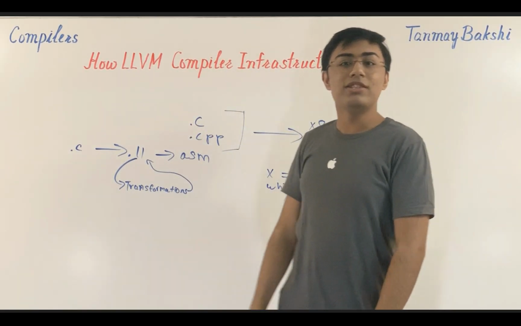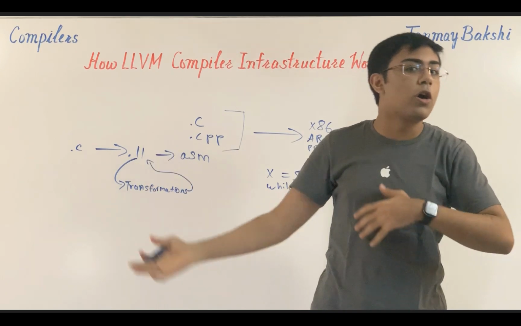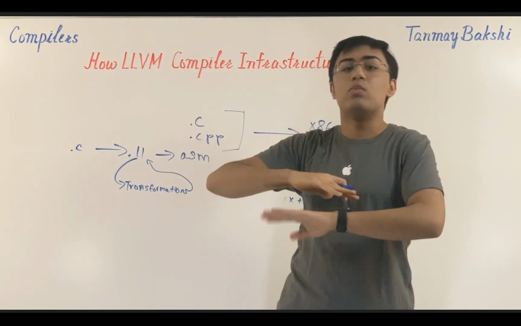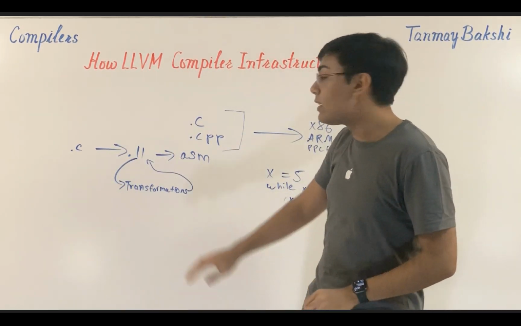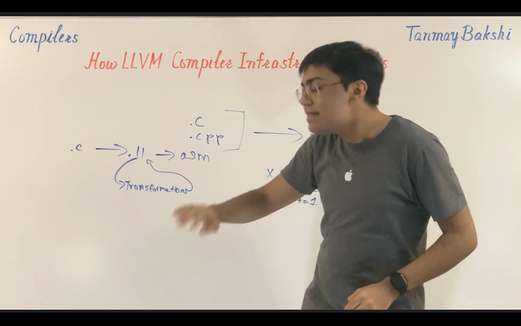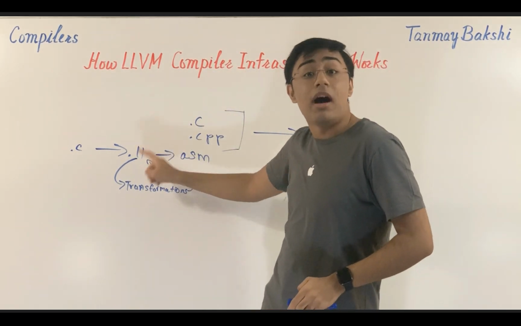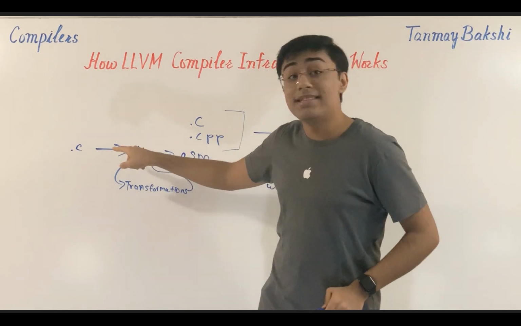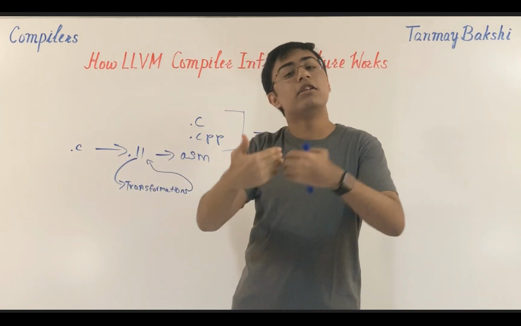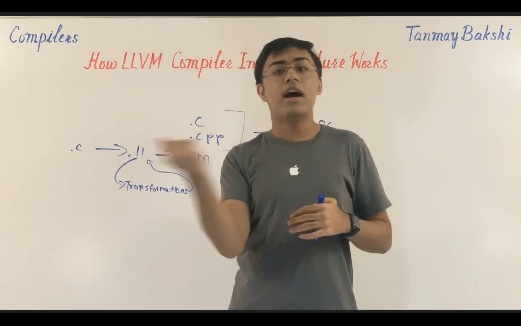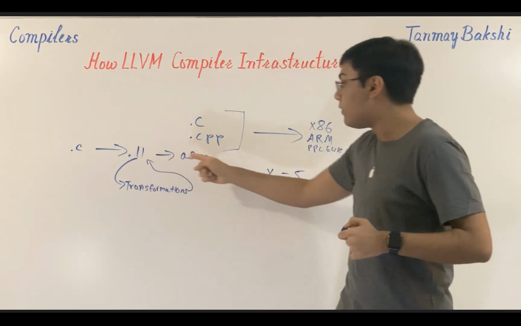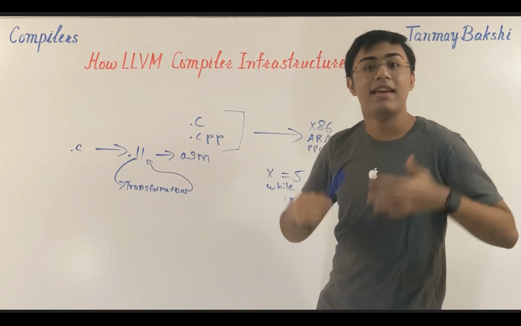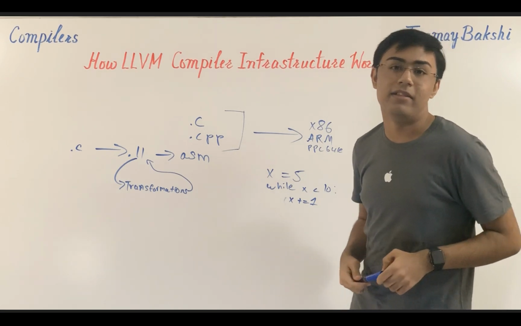For example, let's just say you're compiling on x86, ARM, RISC-V, PowerPC, whatever it might be. No matter what, you're going to have, in most cases, the same LLVM IR code. It'll be optimized the same way, but then depending on the architecture you're compiling for, a different backend will kick in and convert that to native assembly. That is the idea behind LLVM.